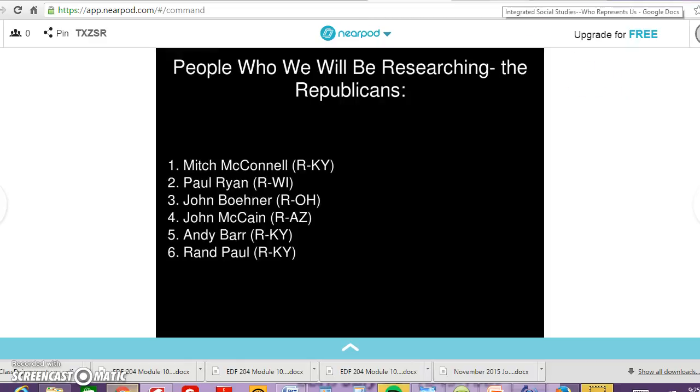The Republicans that will be researching are Mitch McConnell of Kentucky, Paul Ryan of Wisconsin, John Boehner of Ohio, John McCain of Arizona, Andy Barr of Kentucky, and Rand Paul of Kentucky. Mitch McConnell is the current majority leader in the Senate. Paul Ryan is the new Speaker of the House, which makes him third in line for the presidency. John Boehner is the former Speaker of the House and was just recently replaced within the last week. John McCain ran for president in 2008 against Obama, and Andy Barr is the representative for Richmond and Lexington. And Rand Paul is our senator from Kentucky.